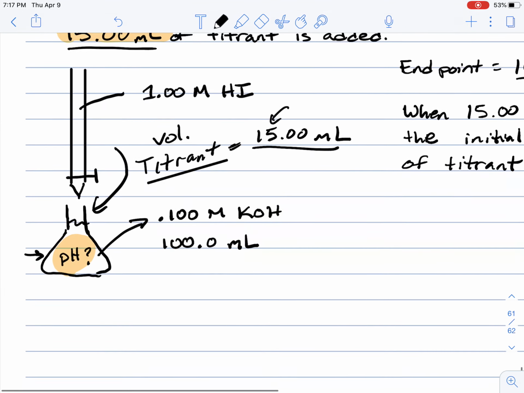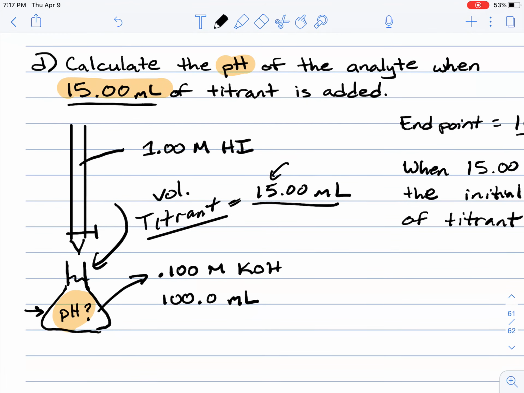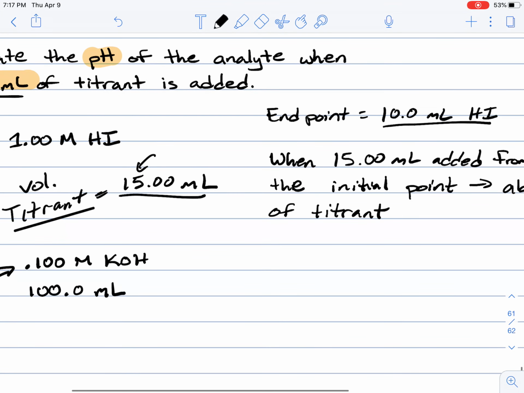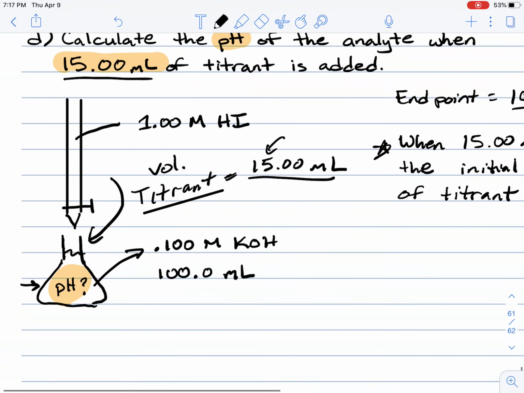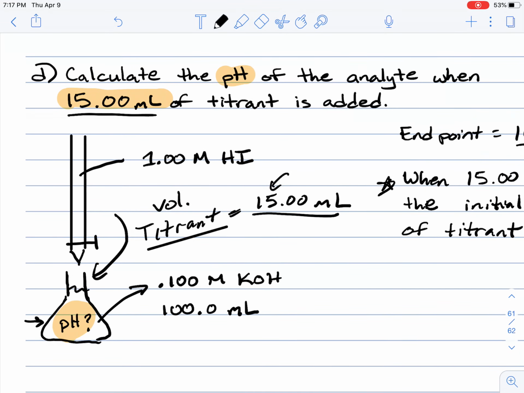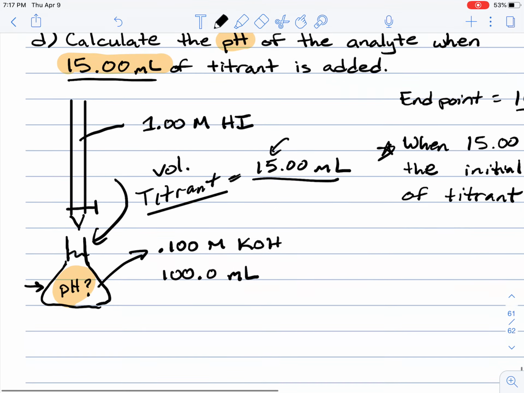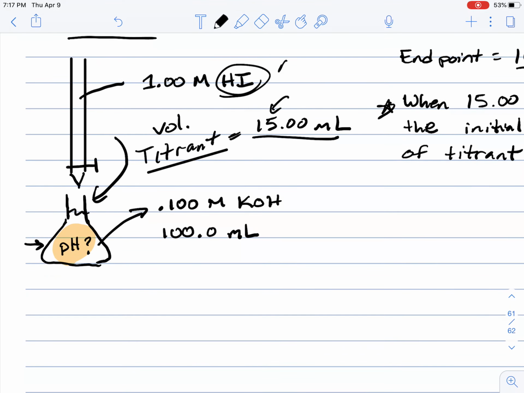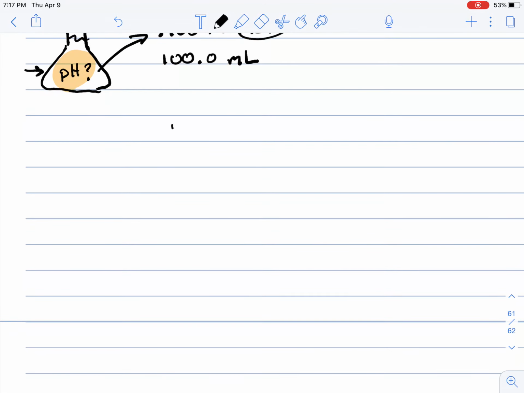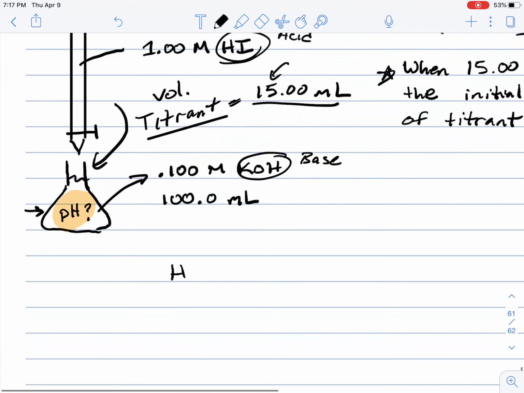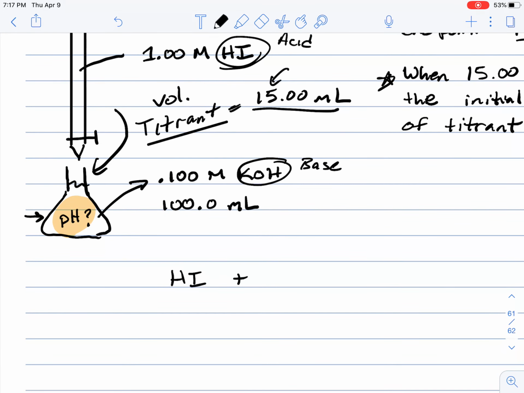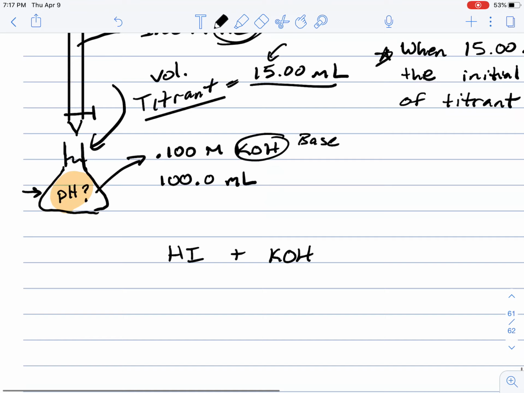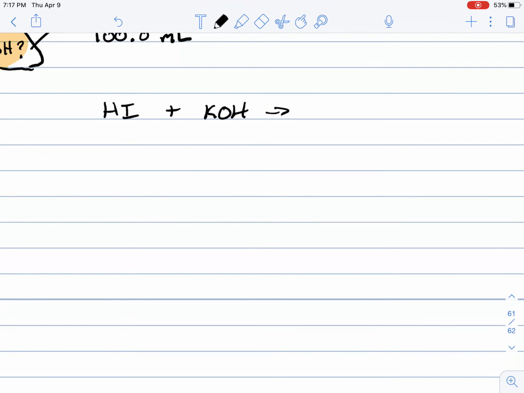All right, so that was just a side note. So let's just go ahead and do the calculation. And if you don't recall this little side note, then that's okay. All you guys need to be concerned about is being able to do the calculation. And so since we're adding acid to base, this is another acid-base neutralization reaction. So we need to write a chemical equation to reflect the reaction that's occurring in solution.